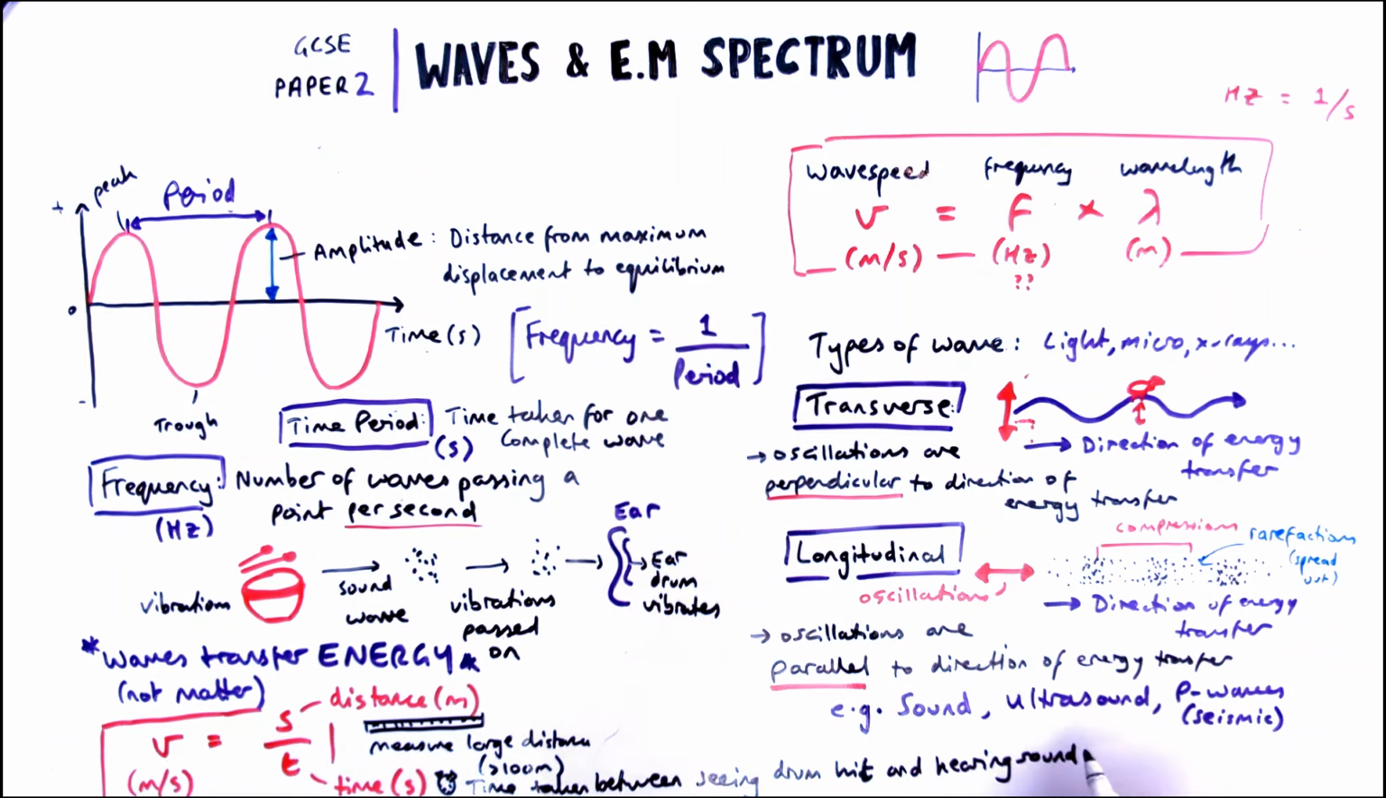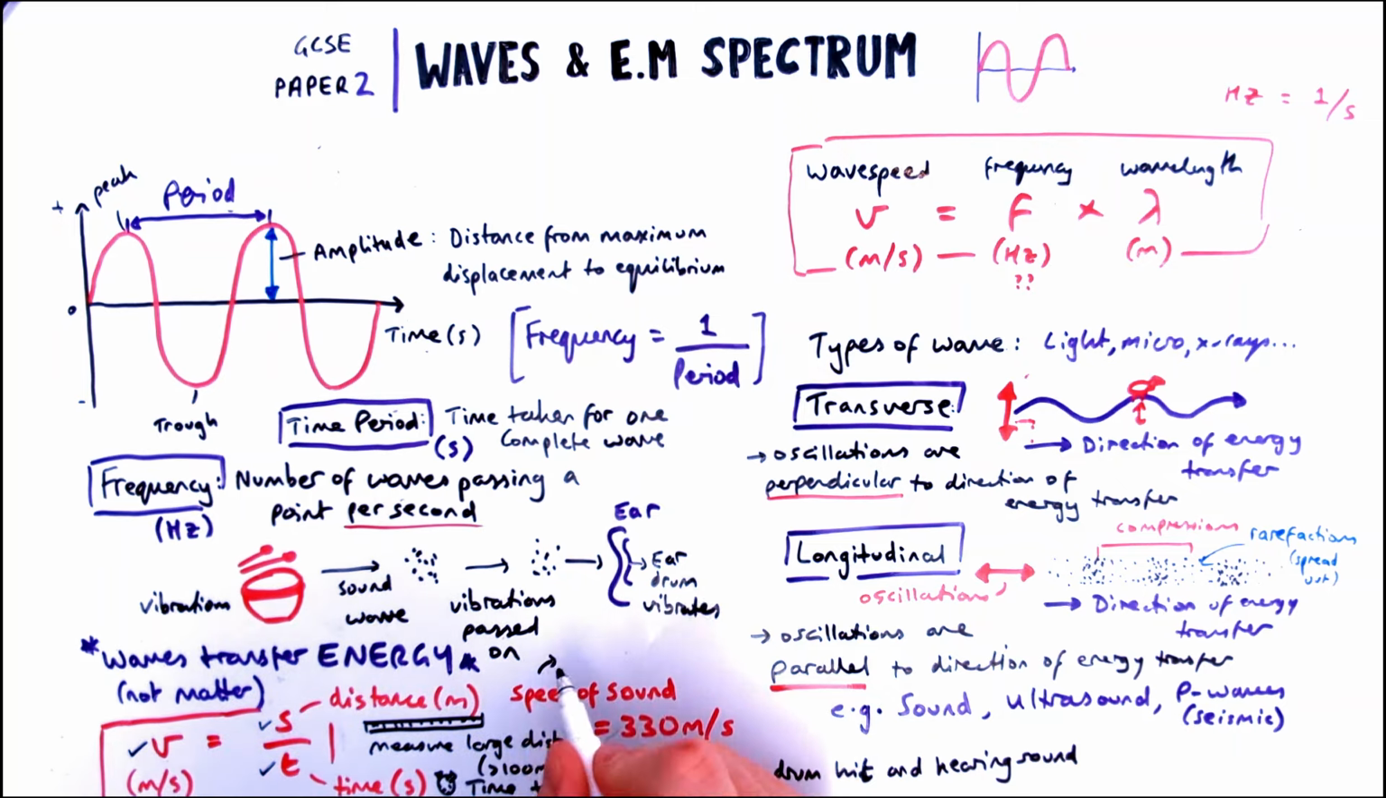You might have noticed that with fireworks or other objects that are far away, you will always see the object first rather than hear the sound. So if you could time the difference between those two events, seeing and hearing it, and measure the distance between you and where the sound is coming from, you could work out the speed of sound. Now the speed of sound in air is roughly 330 meters per second.